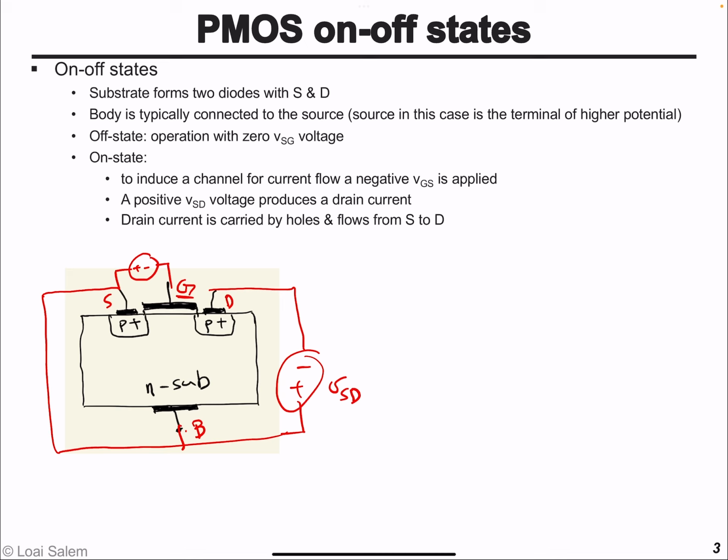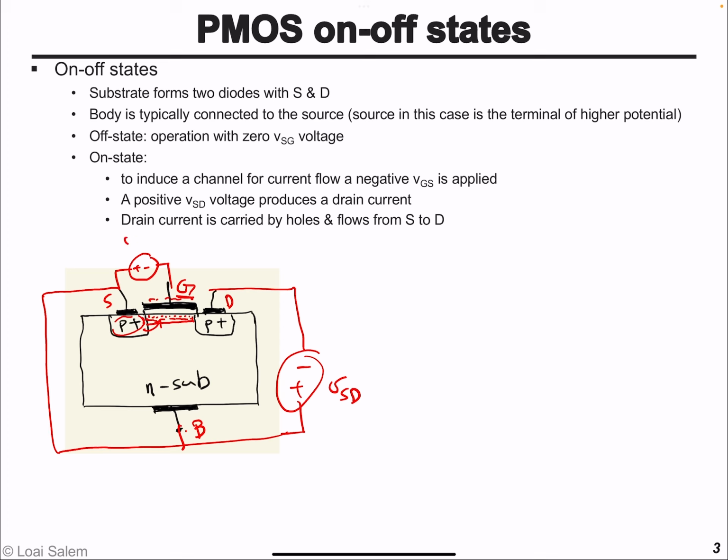And why is that the case? If it's at lower potential, there will be electric fields that pull positive charge from the region that's rich in holes, and they will accumulate gradually under the gate, under the silicon dioxide, to form the channel.